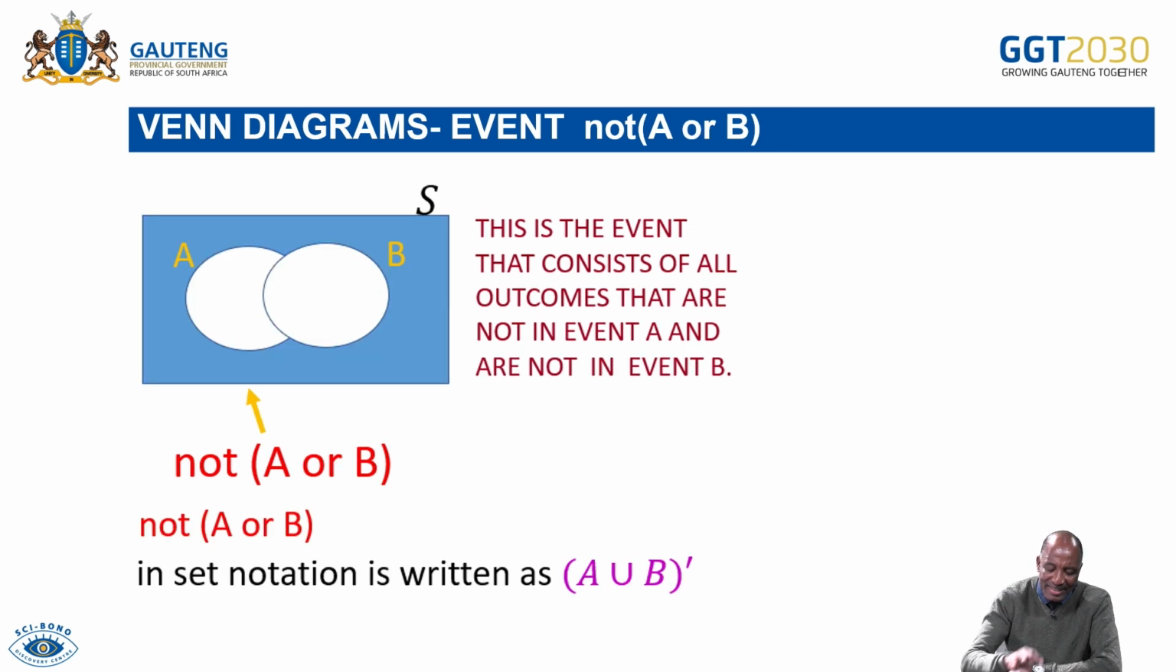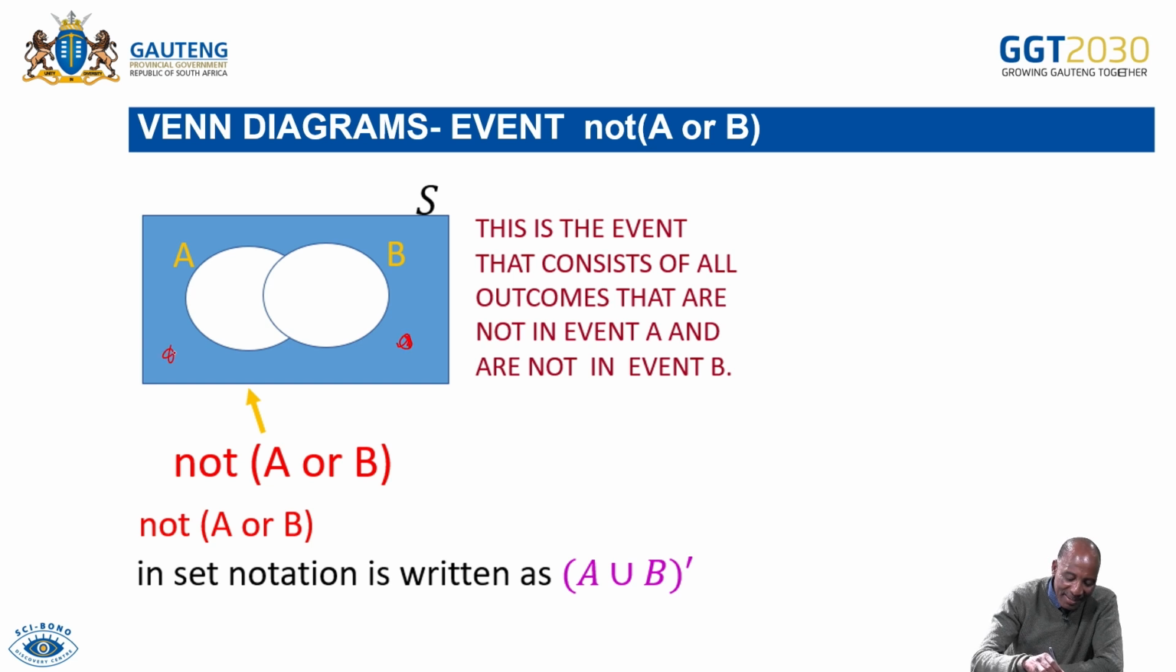Some books, like I indicated, would use that. Then this one says, it's all the elements that are not in A or B. You are not in A, you are not in B. So where are you? You are inside our rectangle, but not in A and not in B. You could be anywhere here.